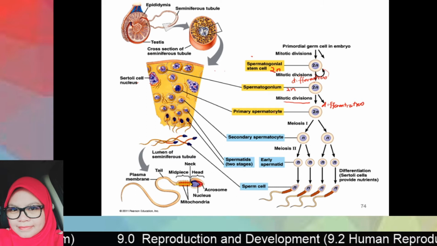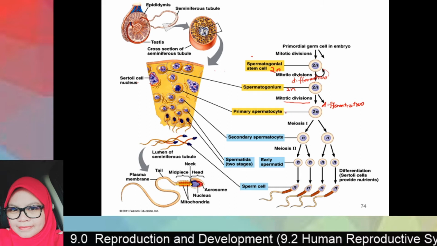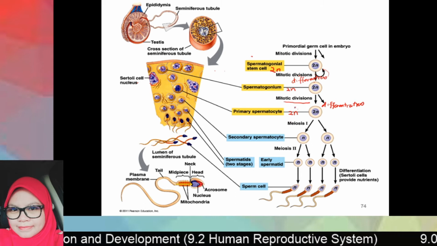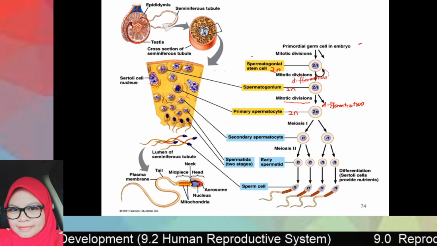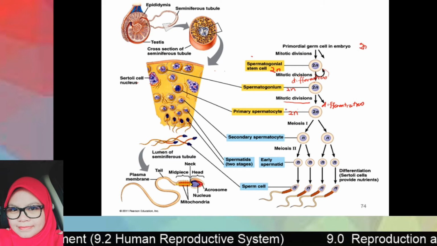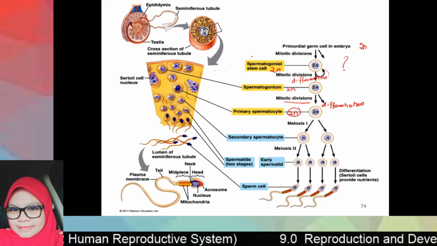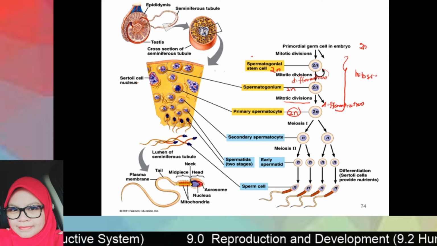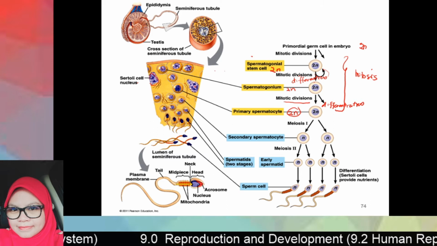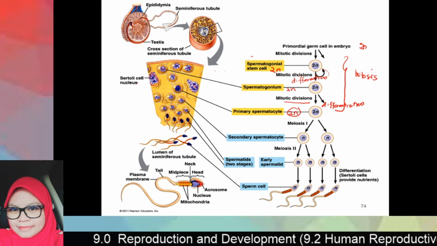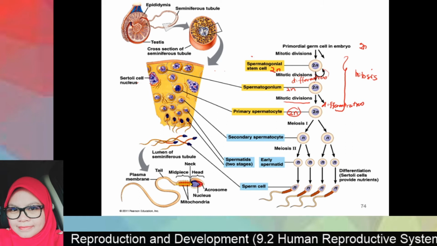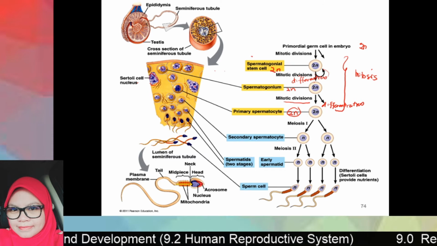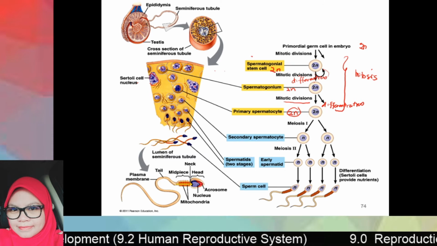And the product is primary spermatocyte, which is also 2N. Why 2N? Starting from the primordial germ cell, 2N, until the primary spermatocyte, it is still diploid, because all the nucleus division involved is mitosis. And as you know, mitosis is a process of nucleus division to produce two daughter cells, which have the same chromosome number as the parent cell.